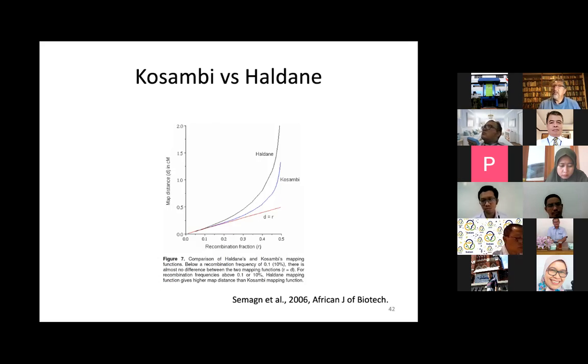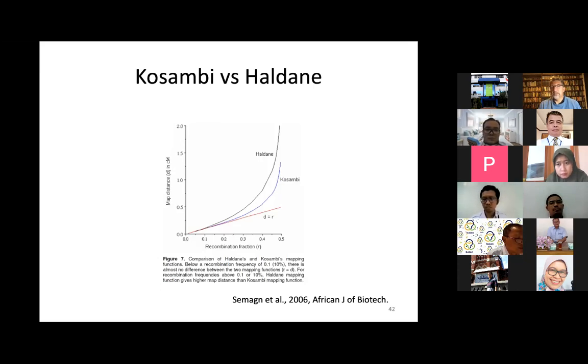In practical terms it will give some slight difference. It's not a matter of right or wrong to use one or the other. It's just that you have to know you're getting a higher estimate of mapping distance with one than with the other. But for practical terms, they are very close. Okay.